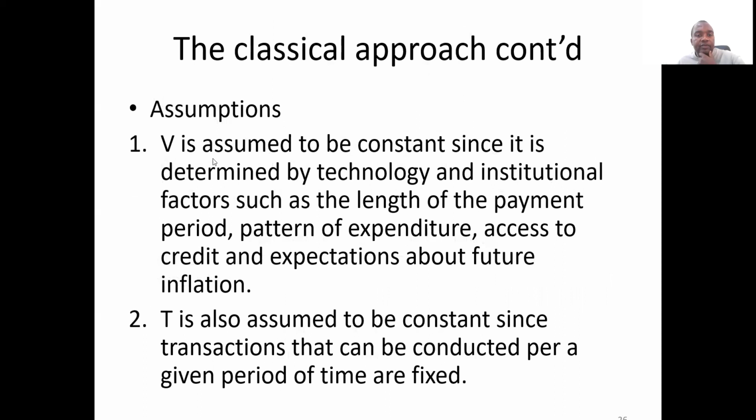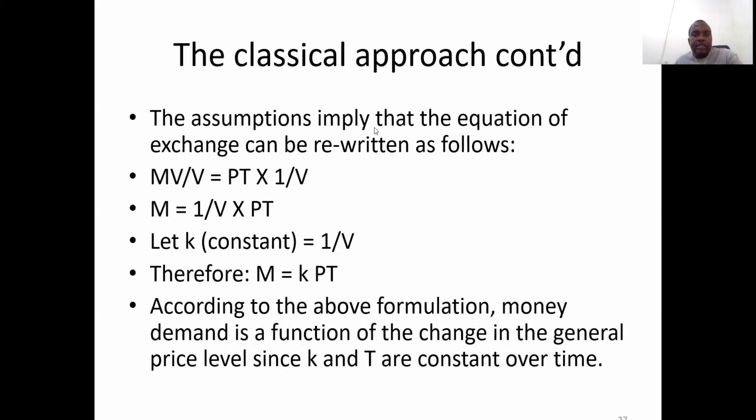The assumptions are that V is assumed to be constant, since it is determined by technology and the institutional factors such as the length of the payment period, the pattern of expenditure, access to credit, and expectations about future inflation. And T is also assumed to be constant, since transactions that can be conducted by a given period of time are fixed. The assumptions imply that the equation of exchange can be rewritten as MV over V, which is equal to PT multiplied by 1 over V. It's like we're dividing through by V.